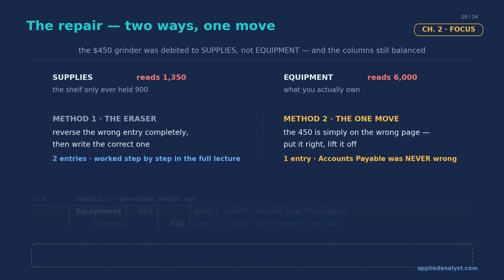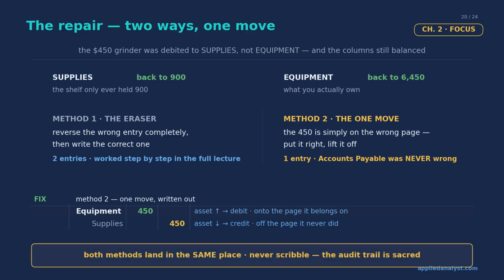Method 2, the 1 move way. And it's the elegant one. Accounts payable was never wrong, so leave it alone. The 450 is simply on the wrong page, so debit equipment, credit supplies, and both pages are back to the truth. Same ending either way. And never scribble over an entry, the audit trail is sacred.